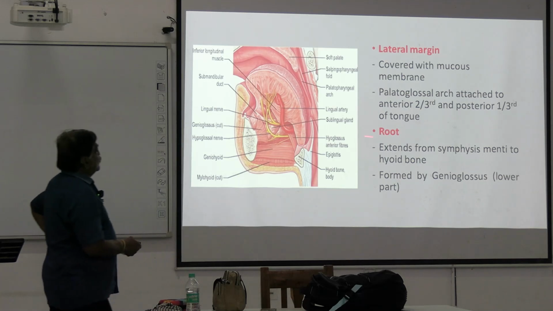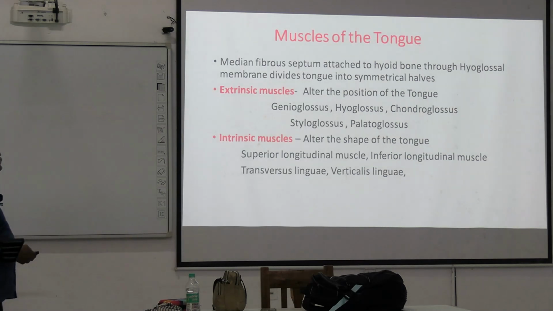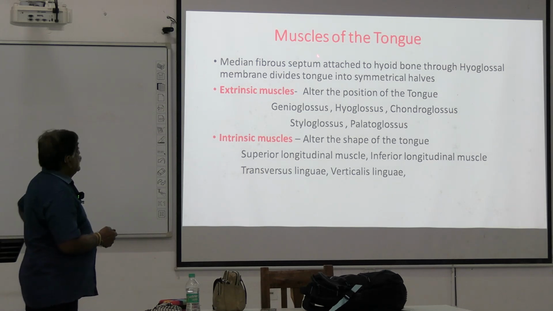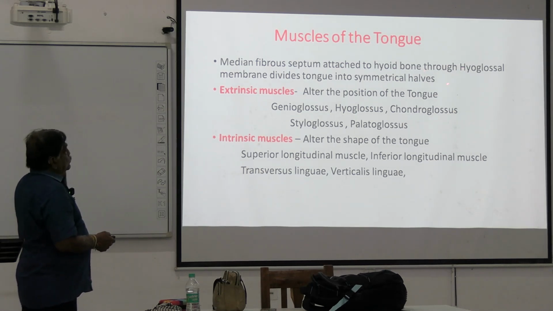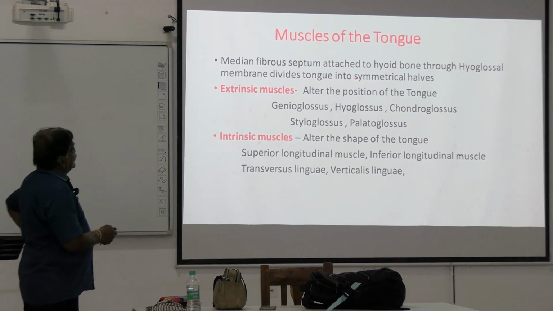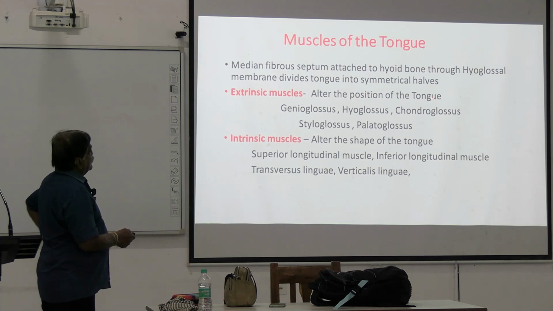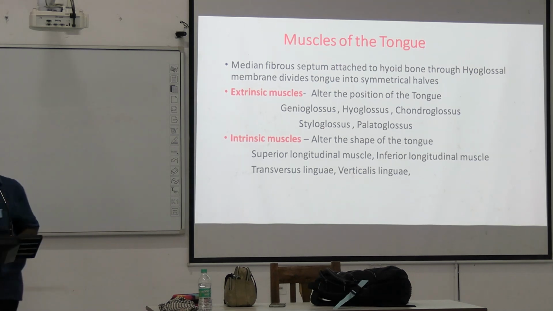Now, lateral margin, root. Muscles of the tongue. Now, the median fibrous septum attached to the hyoid bone through the hyoglossal membrane divides the tongue into symmetrical halves. Extrinsic muscles alter the position of the tongue: the genioglossus, hyoglossus, chondroglossus, styloglossus, palatoglossus. These are the extrinsic muscles which alter the position of the tongue.